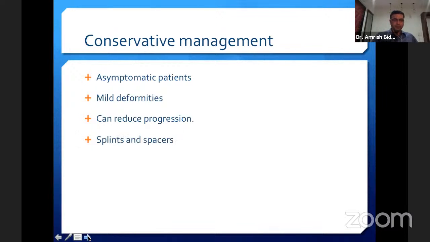And how do you do conservative management? You use various splints and spacers. I'll show them to you. You ask the patients to use wide shoes rather than tight, narrow shoes, and you ask them to avoid heels.